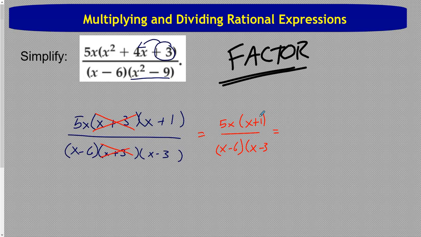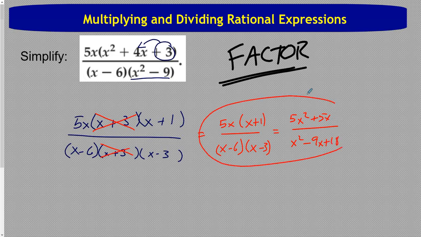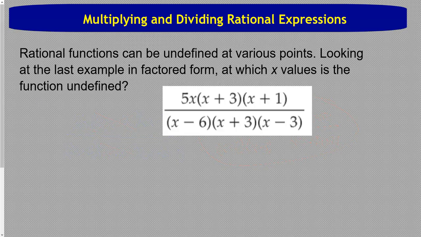Depending on what the question says, we might leave it factored, or we might multiply it back through and make 5x squared plus 5x all over x squared minus 9x plus 18. These are the same thing, and depending on what the question asks, we might leave it in one form or the other, but this has been simplified. One thing we have to watch out for, though, is the fact that the rational function is probably going to be undefined at certain points, right? Whenever we're talking about a fraction that has variables in it, we always have to remember that we can't divide by 0, right?